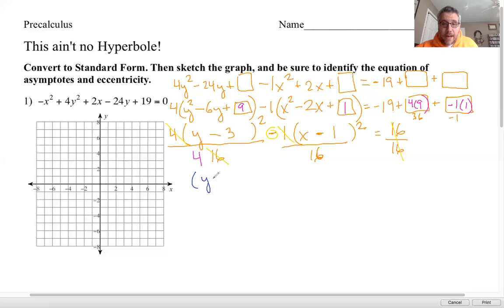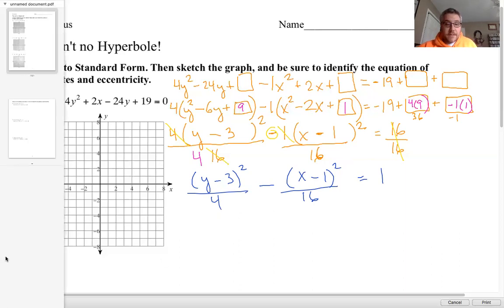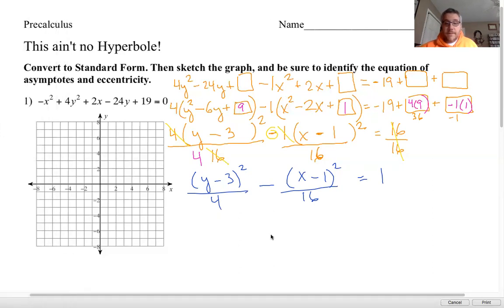So we've got (y minus 3) squared over 4 minus (x minus 1) squared over 16 equals 1. Multiplying by 1 doesn't do anything, so it's kind of invisible. Oh, hooray, we've got our standard form of the hyperbola. So now let's pull out some pertinent information, and we'll be in good shape here, my friends.